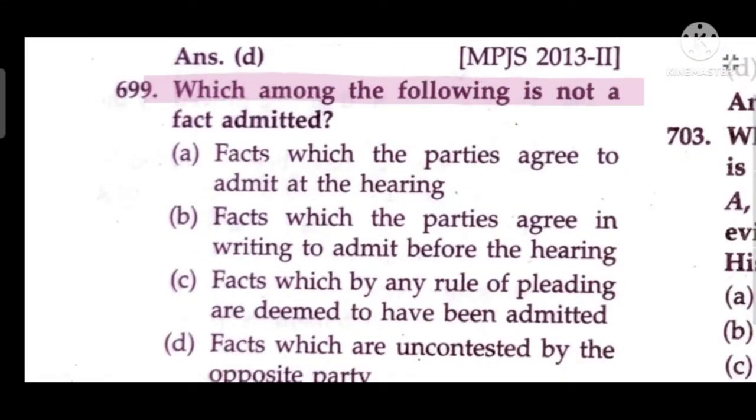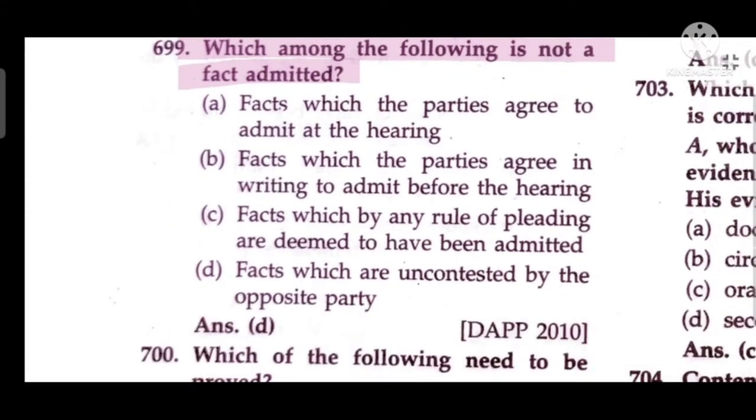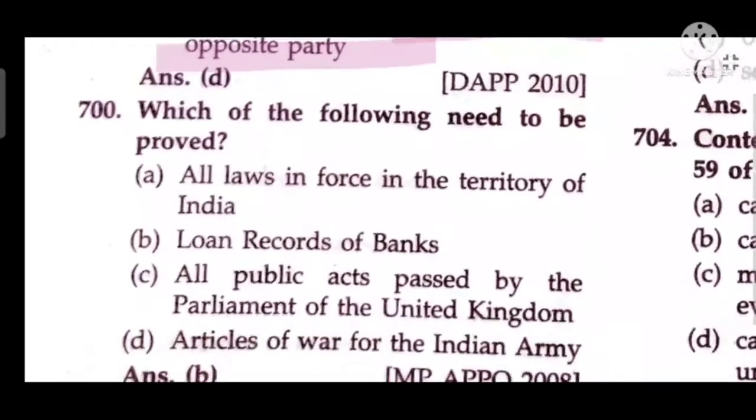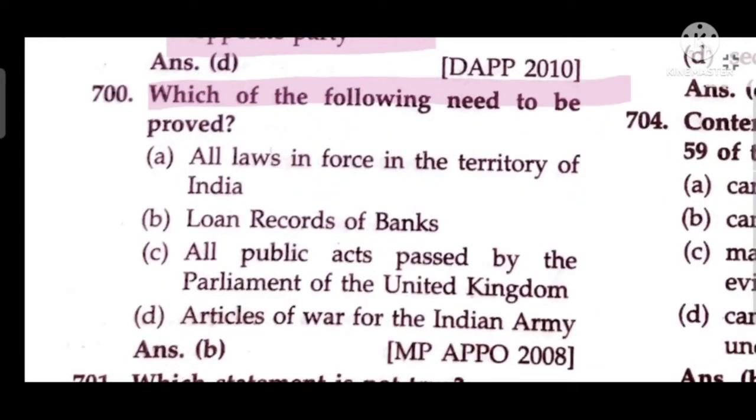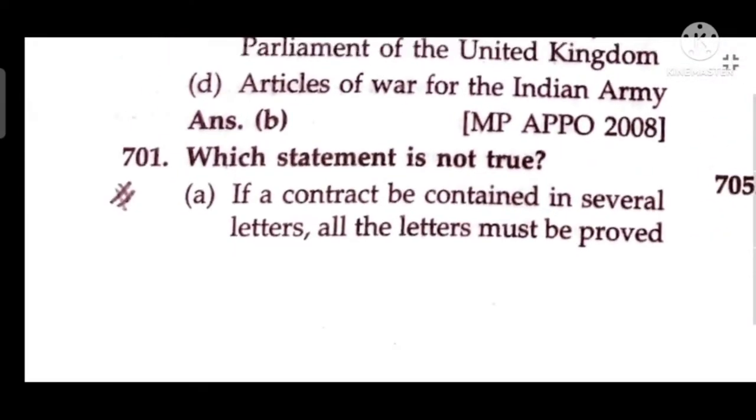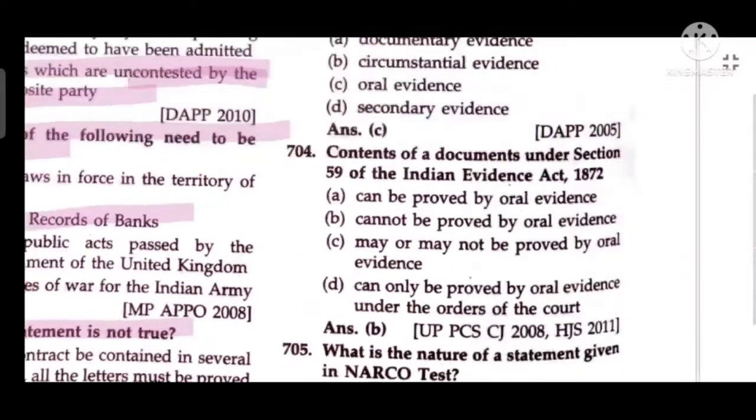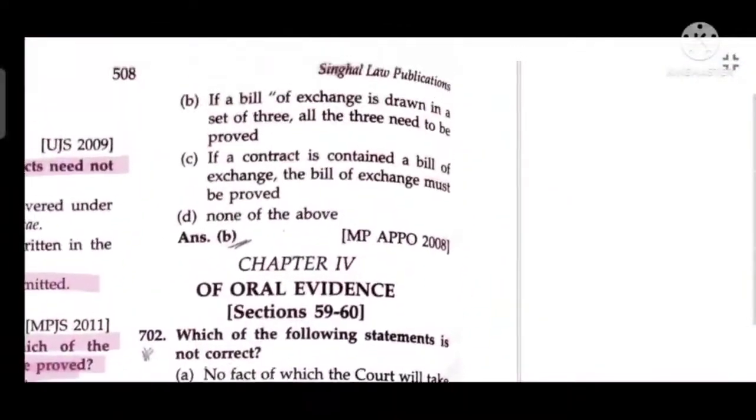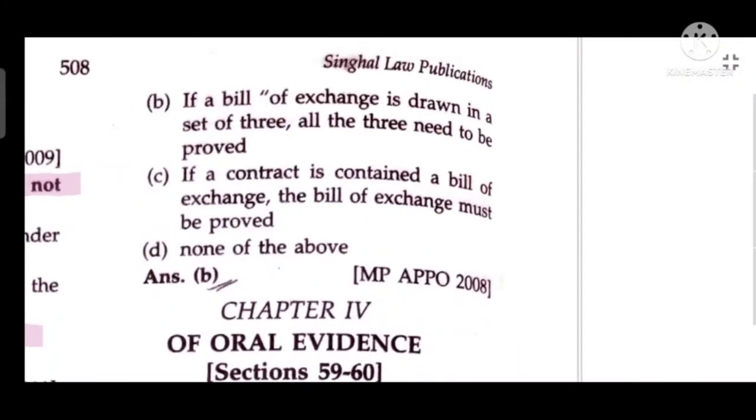Which among the following is not a fact admitted? A fact which is uncontested by the opposite party. Which one of the following need not be proved? Loan records of banks. Which statement is not true? If a bill of exchange is drawn in a set of three, all three need not be proved.